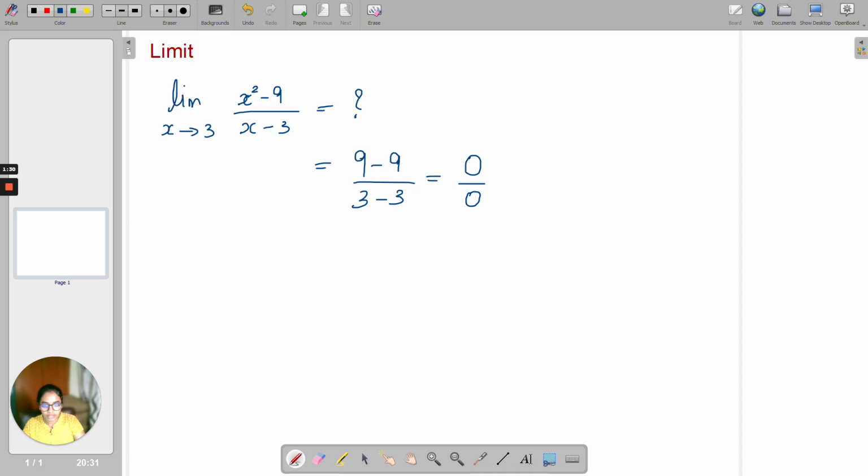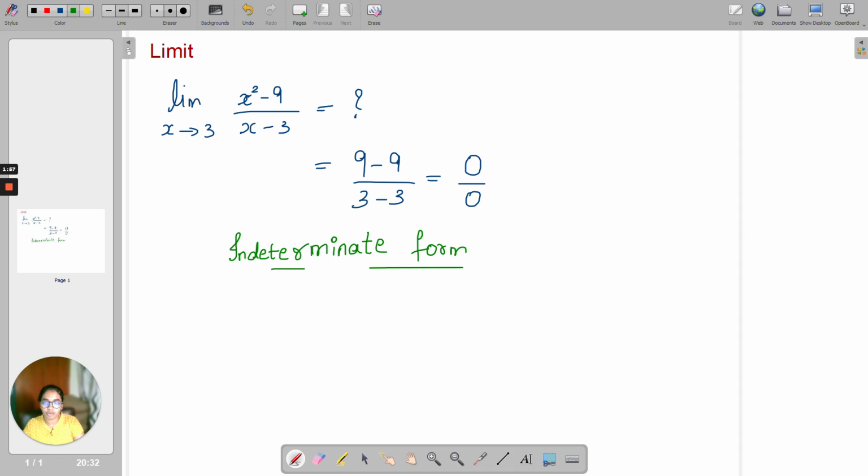Indeterminate basically means undefined. So when you arrive at indeterminate forms, you try to simplify the given question. Can I simplify this?